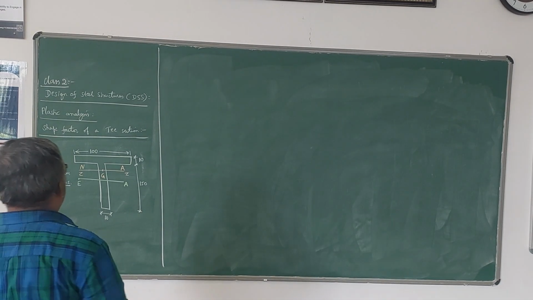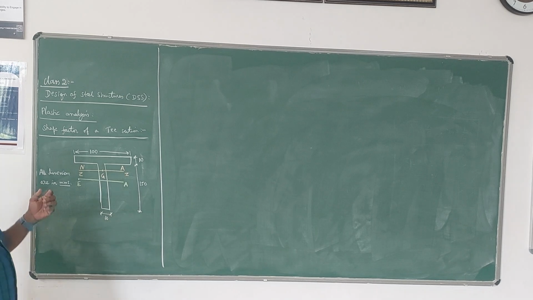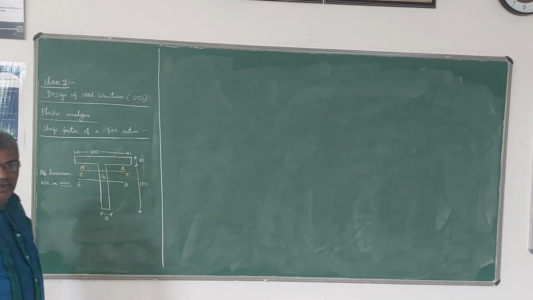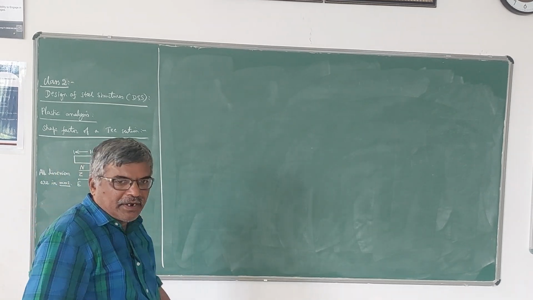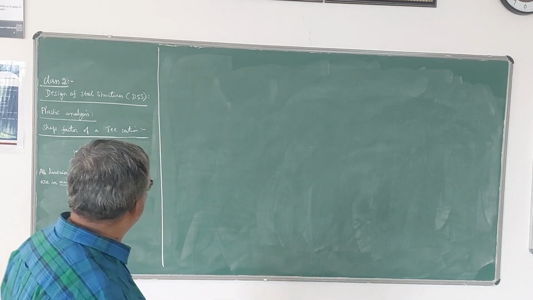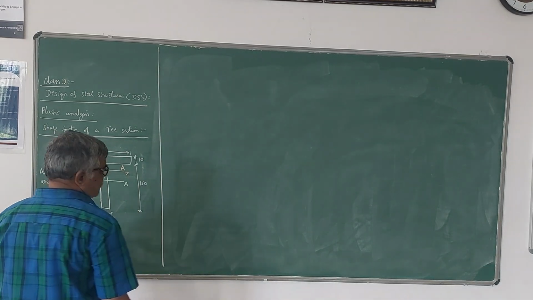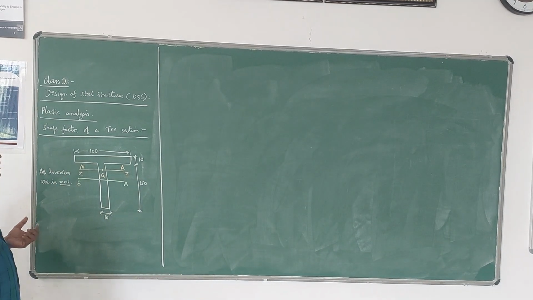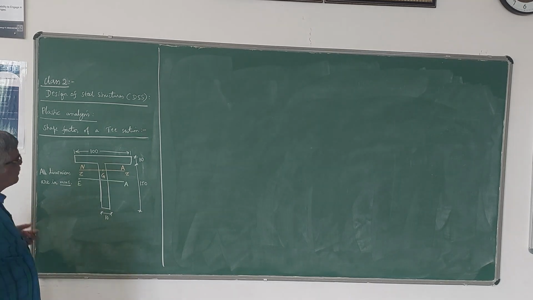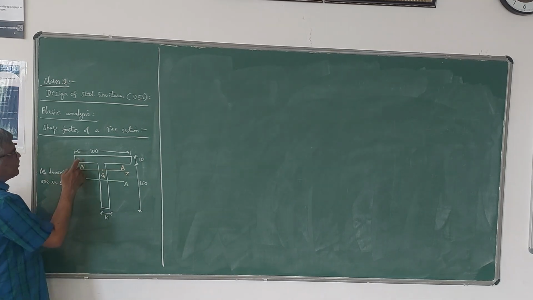So in this class, I will explain how to compute the shape factor of a T section, because the T section is also very important in steel design. It is also the most widely used section. So this is the T section given. All the dimensions are in millimeters.